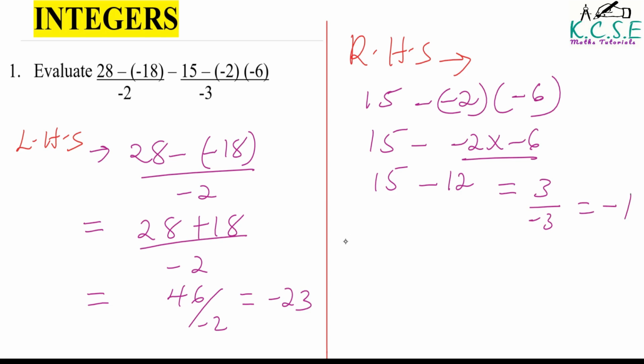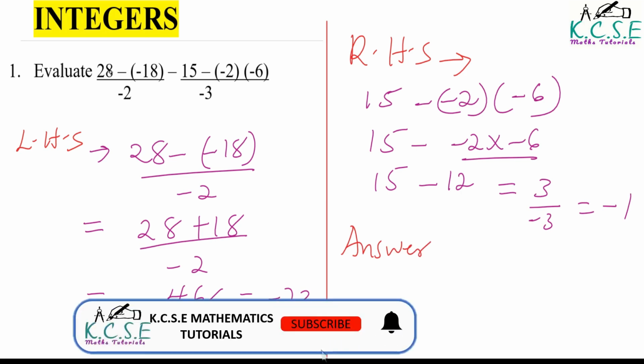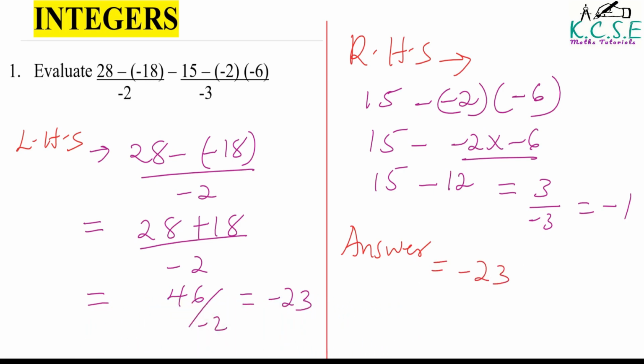Now let's go to the answer. The solution on the left hand side of the question was negative 23. Then you're supposed to subtract the right hand side, which is minus negative 1. That is negative 1. So this translates to negative 23 plus 1, which gives negative 22 as the solution.